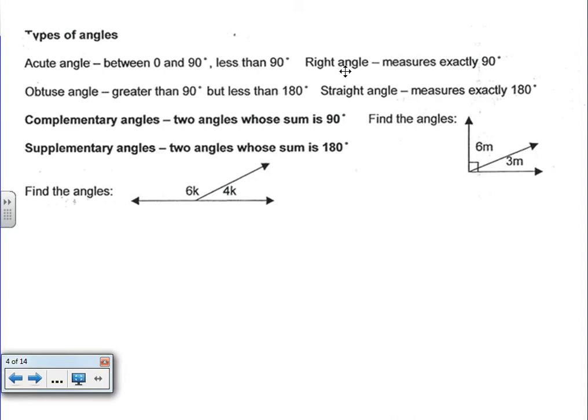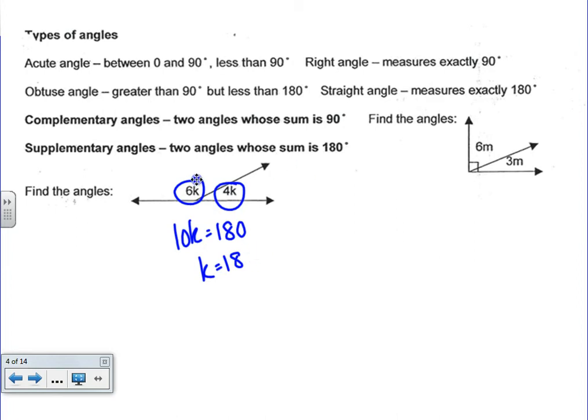Complementary angles add up to 90, supplementary angles add up to 180. So if I look at this picture, 6K and 4K, I see that they form a straight angle, which is 180 degrees, so they must be supplementary. If I was to add these two together, I would get 10K equals 180. And then K is 18. Now we can't stop there because I think they actually wanted the measurement of the angles.